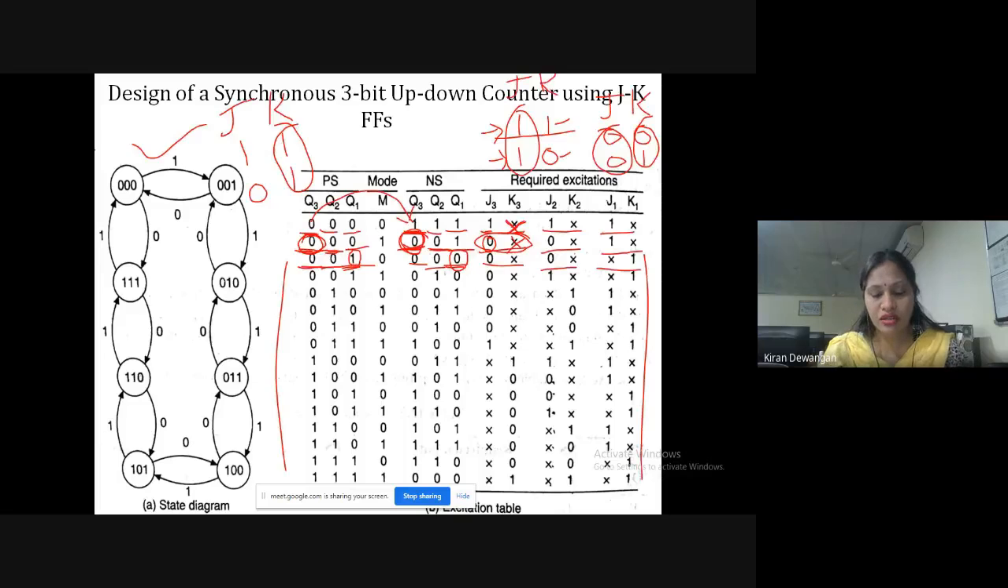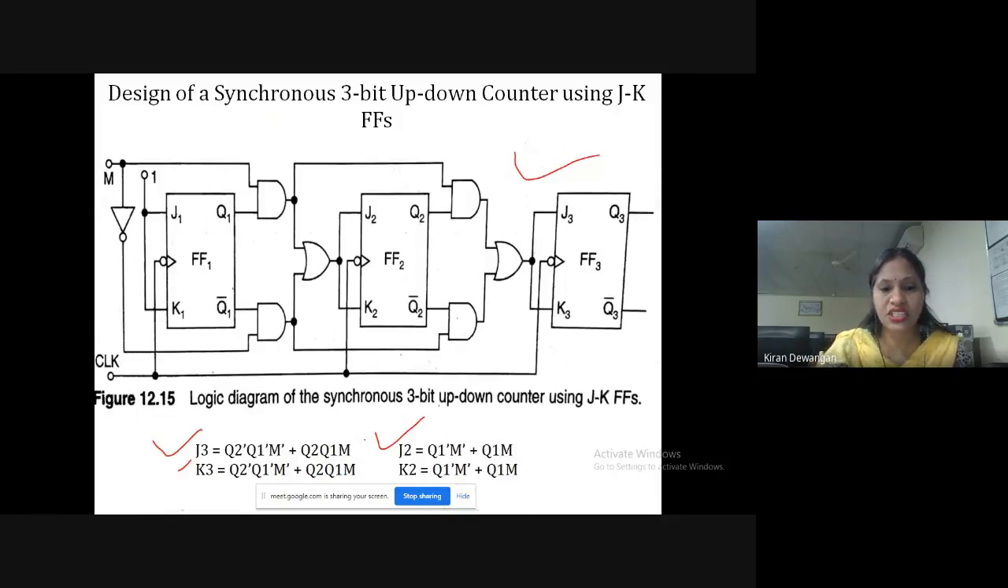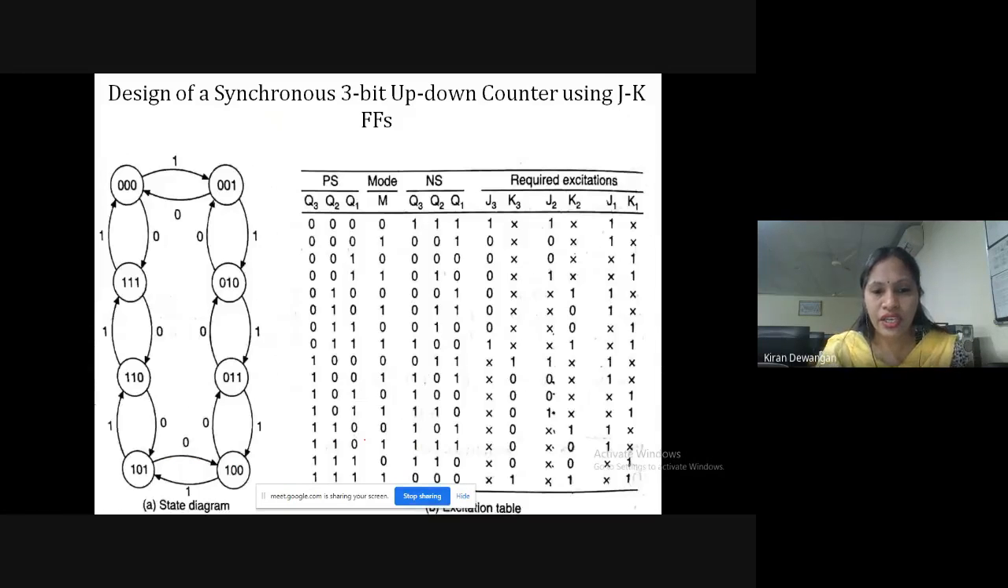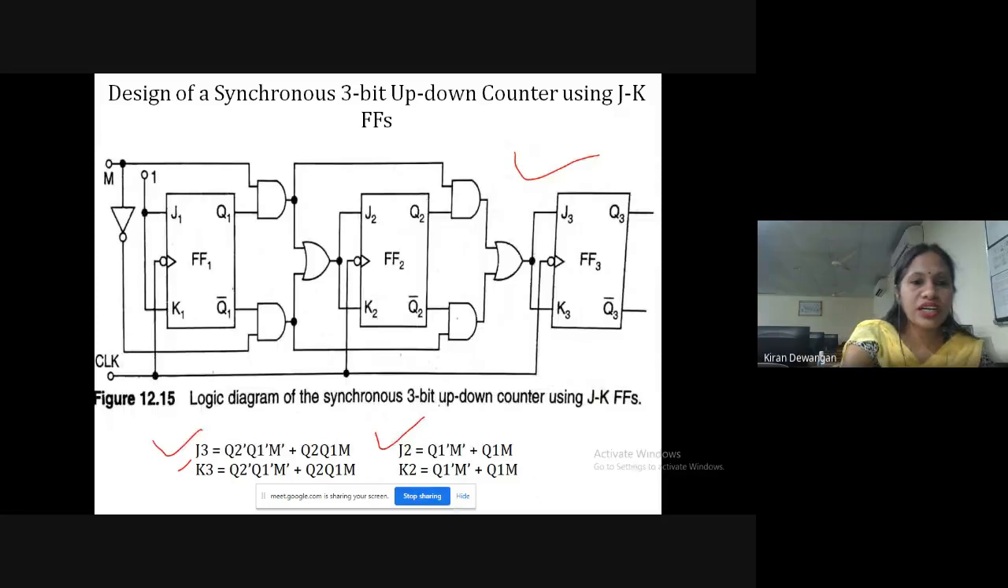Now with this excitation table, we'll need to see how these expressions are written. Here, if I see J1 and K1, it is all one cross. That means there is no zero present in any of the J1 value and in any of the K1 value. So we can even consider it as completely 1 and 1. So that is what is done here.